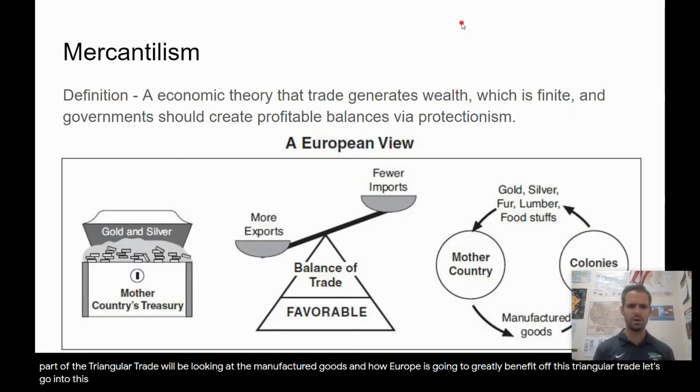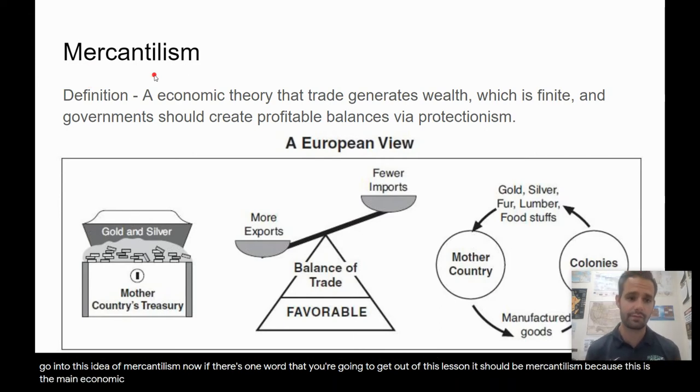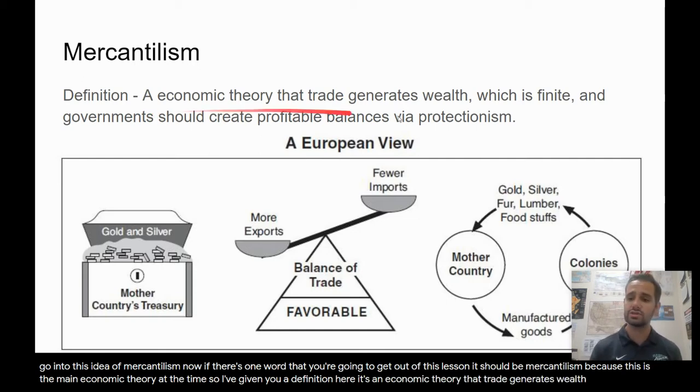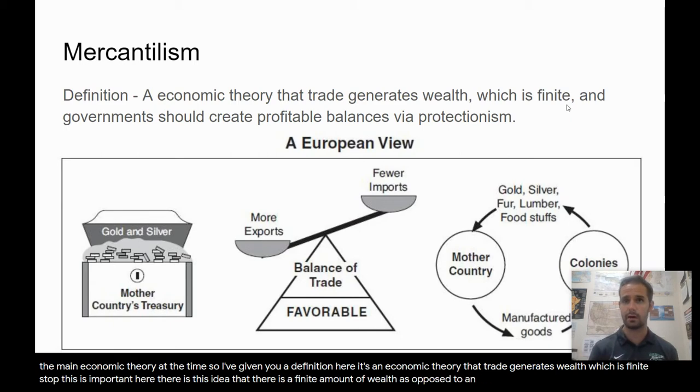Let's go into this idea of mercantilism. If there's one word that you're going to get out of this lesson, it should be mercantilism, because this is the main economic theory at the time. I've given you a definition here. It's an economic theory that trade generates wealth, which is finite. Stop. This is important here. There is this idea that there is a finite amount of wealth as opposed to an infinite amount of wealth.